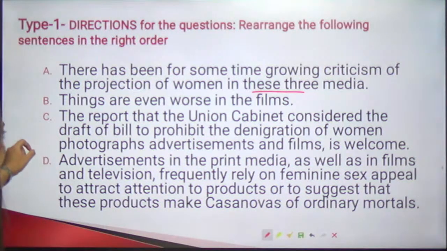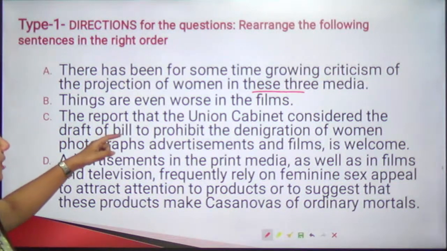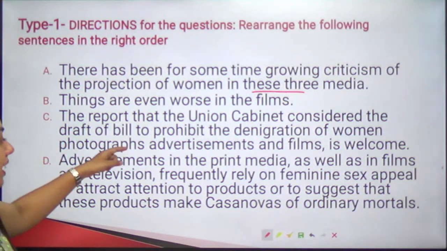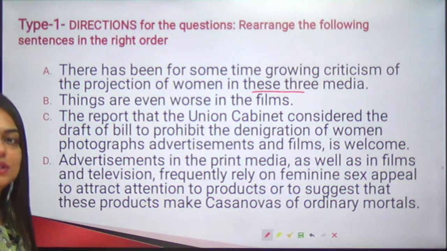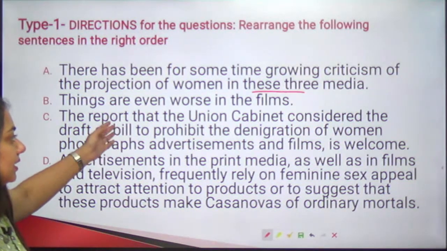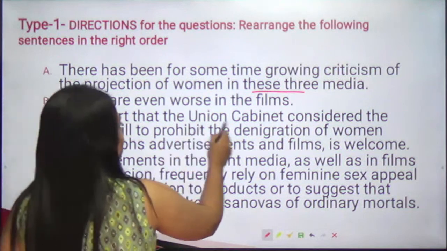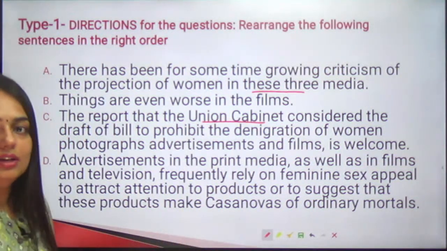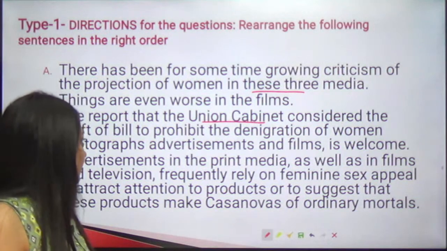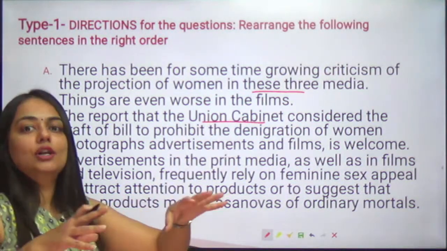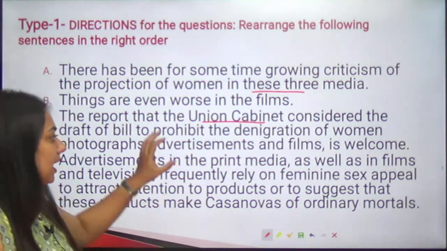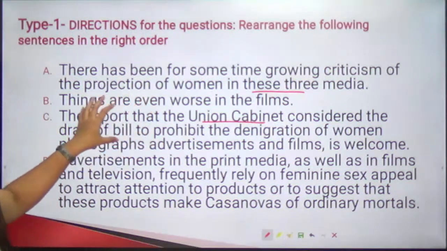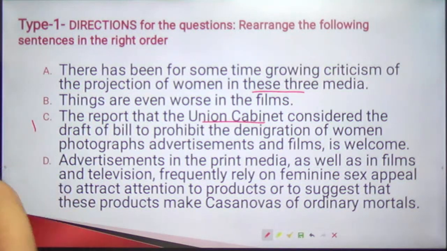Reading the next one. The report that the Union Cabinet considered the draft of a bill to prohibit the denigration of women in photographs, advertisements and films is welcome. Now this is a very general kind of sentence. It tells us that some bill has been discussed which has been passed by the Union Cabinet. It is relevant only for the ads, photographs and films which degrade or denigrate women by showing vulgar pictures, you can say. So this is what the passage is about, and this particular option gives us all the introduction related to it. So this should be the first one.